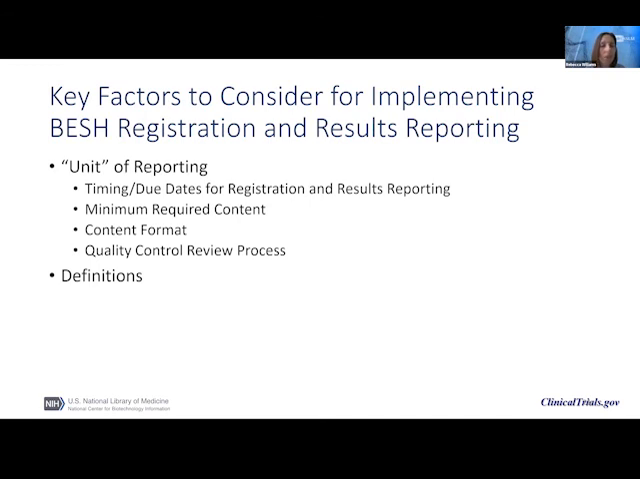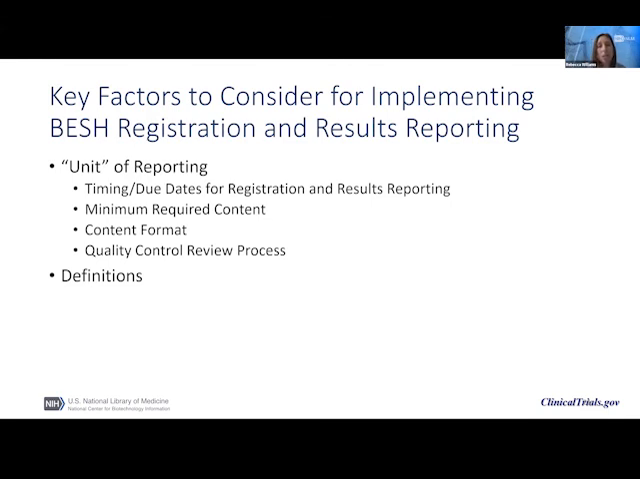But the unit of reporting is so important when you reflect back on that earlier case study that Elisa had shown, which was a program of research over 20 years. And so how do you define the appropriate unit to be registered and then to have results reported? That unit is so important because everything you see under it flows from it, in terms of how you might decide what appropriate timing and due dates are, what the minimum required content looks like, what the format for that content should be, as well as any quality control review process you might apply to that information and content.